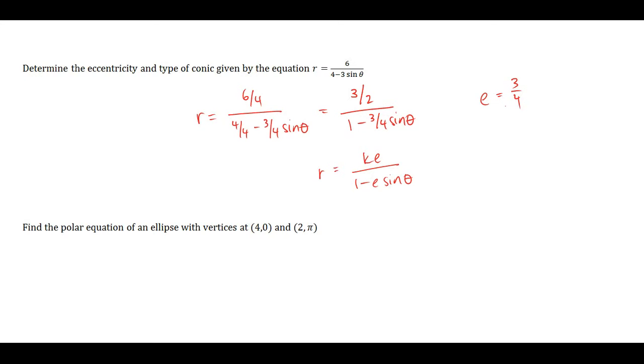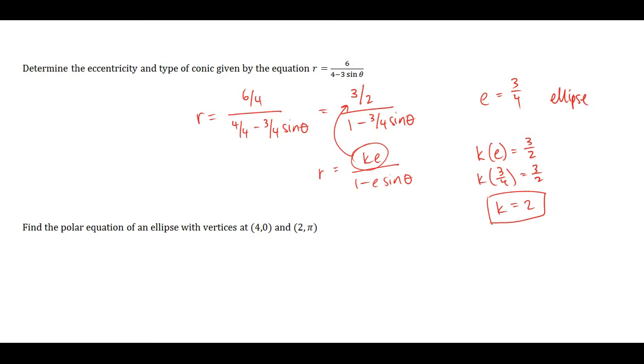And with the eccentricity being 3/4, I know that this is an ellipse. But even more fun, now that we know eccentricity is 3/4, we could also use the numerator to find out what K is. So I know that K times eccentricity is equal to 3 over 2. And I know the eccentricity is 3 over 4. Then why not just multiply everybody by 4 and divide by 3 and get K is 2.